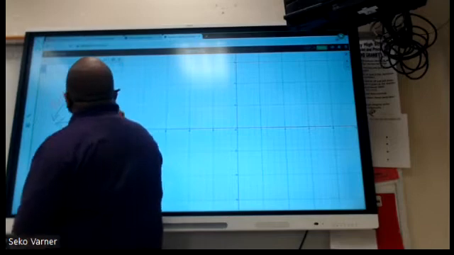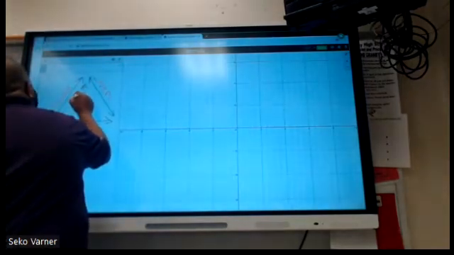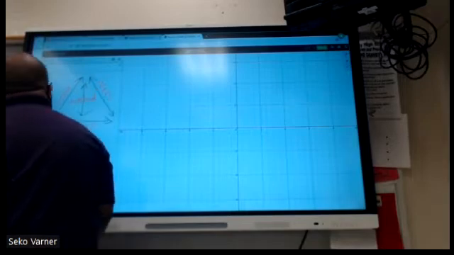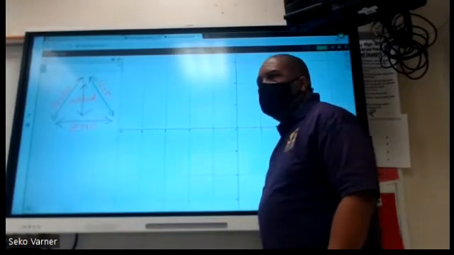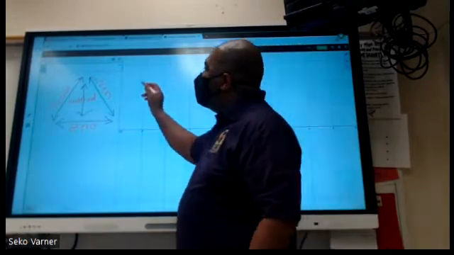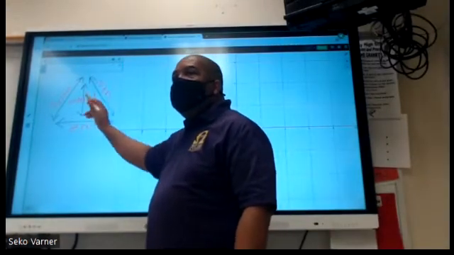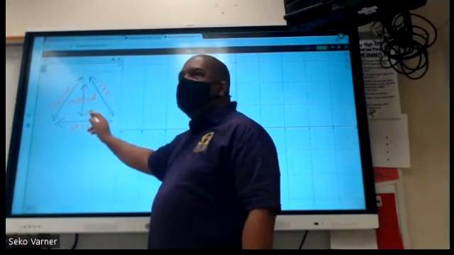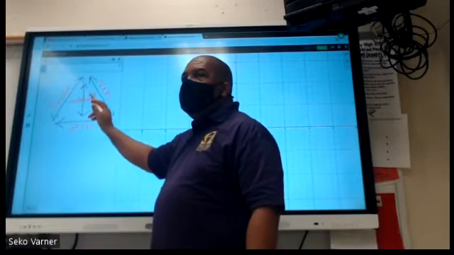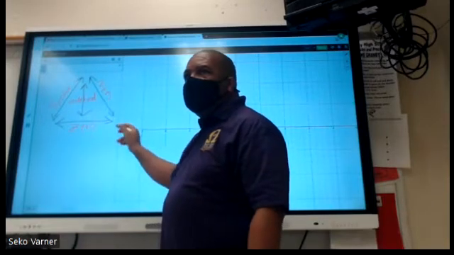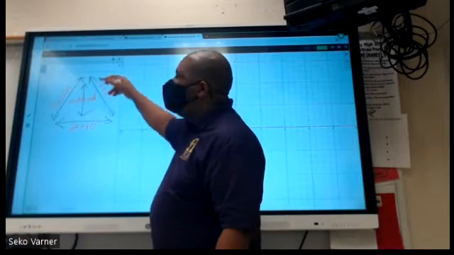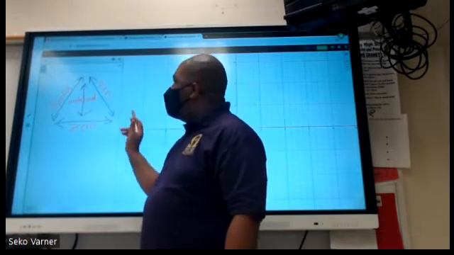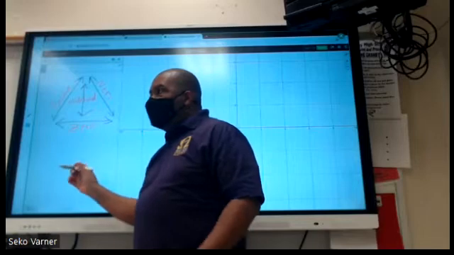Okay? And then this part here, we call this an undefined slope. So these are the types of slopes: positive, negative, undefined, and 0. Positive going up, negative going down, undefined is straight up and down, and 0 is straight across. That makes sense?